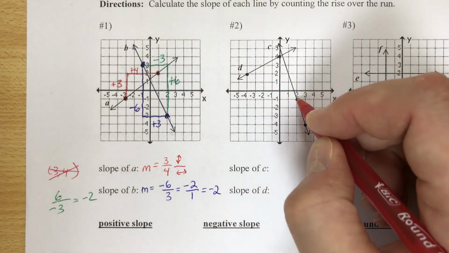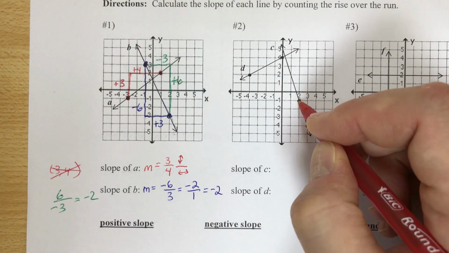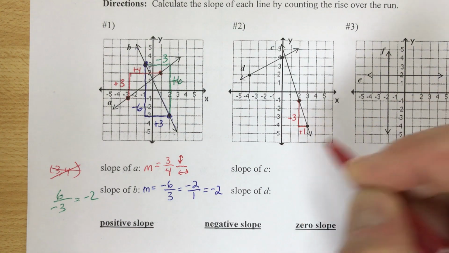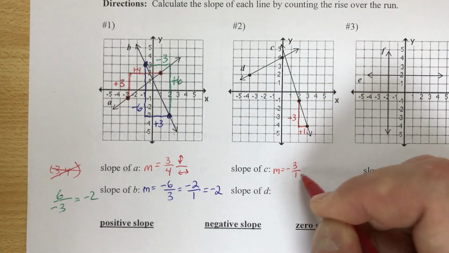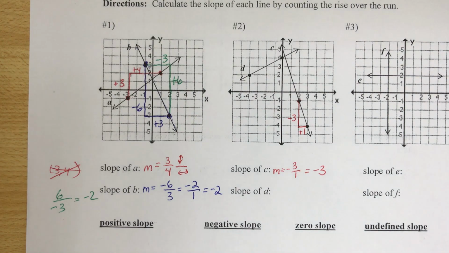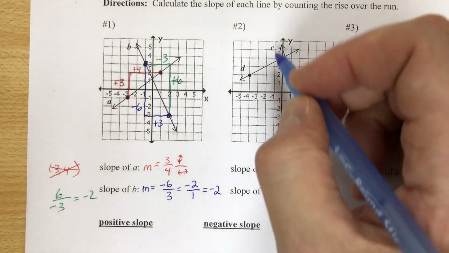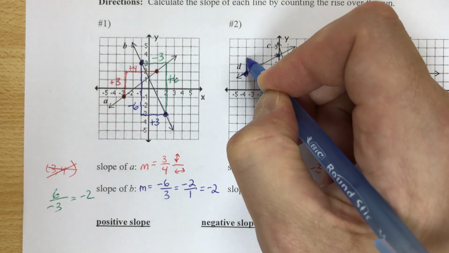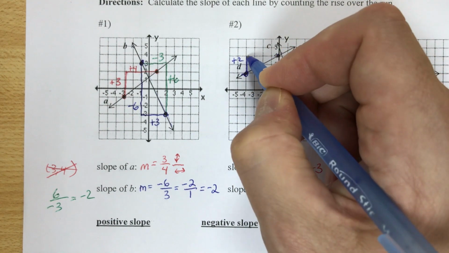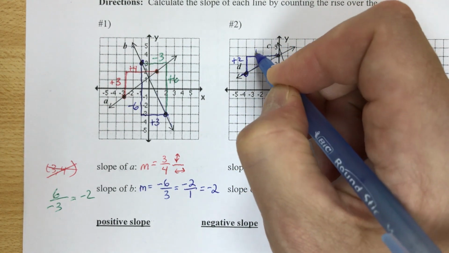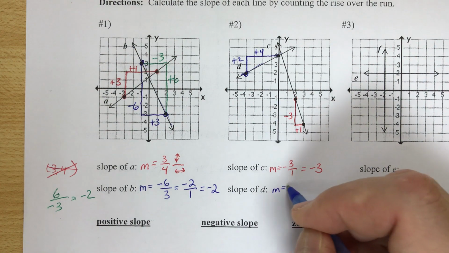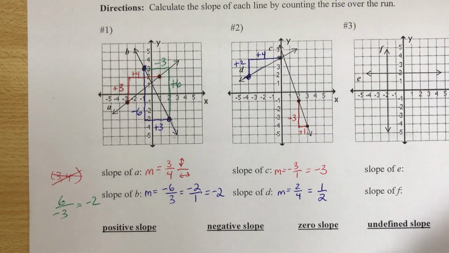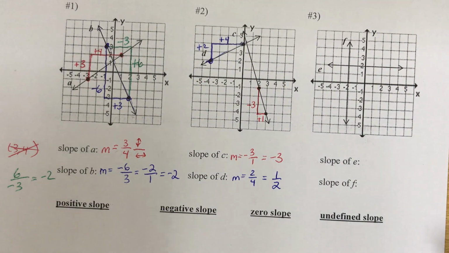Okay, for line C, here's my 2 points. I'll start from the left. We'll go down 3, negative, right 1, which is positive. So m equals negative 3 over 1, which is just negative 3. Line D is here. Here's the 2 points. We'll rise 2, up 2 is positive. Run 1, 2, 3, 4. So m equals 2 over 4. Now that reduces to 1/2. Always reduce fractions.